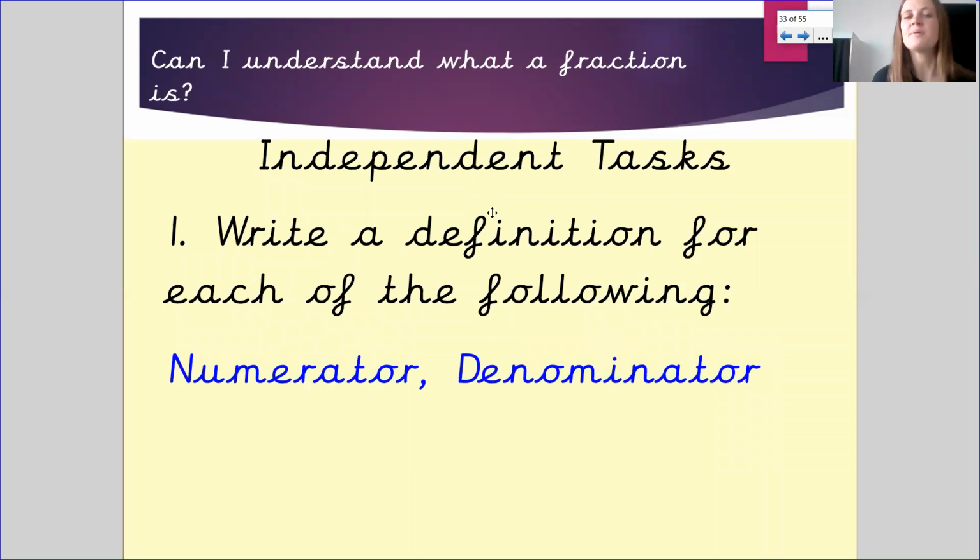Right, we've got some independent tasks now. Write a definition for each one of these. So tell me what a numerator is, tell me what a denominator is. Maybe you even want to draw an example and label it for me.